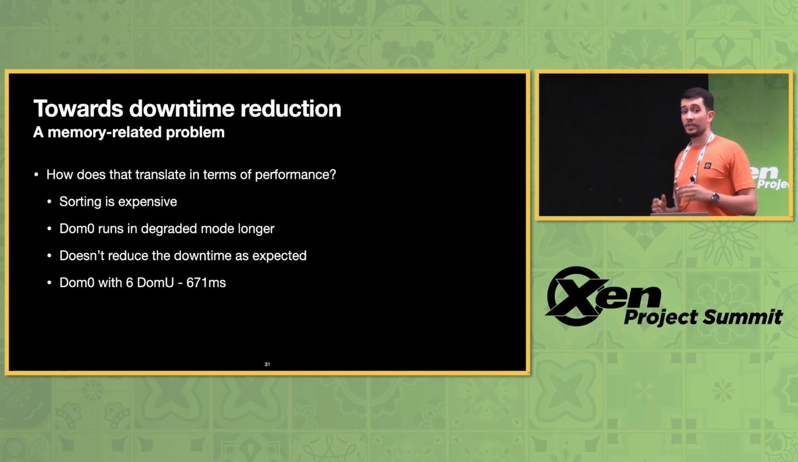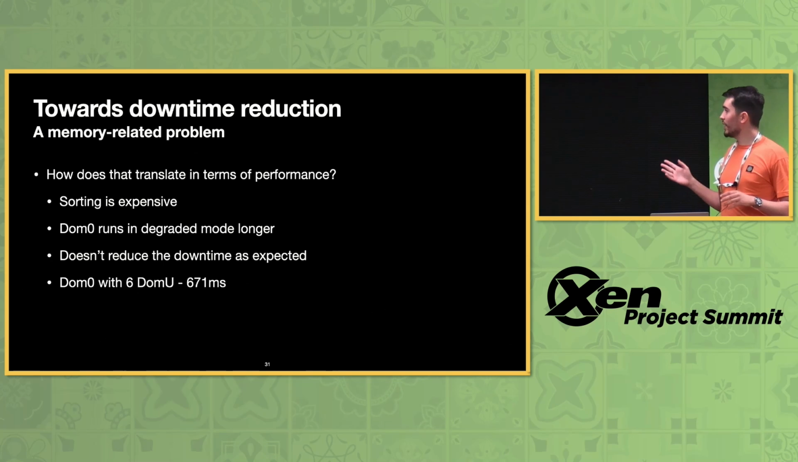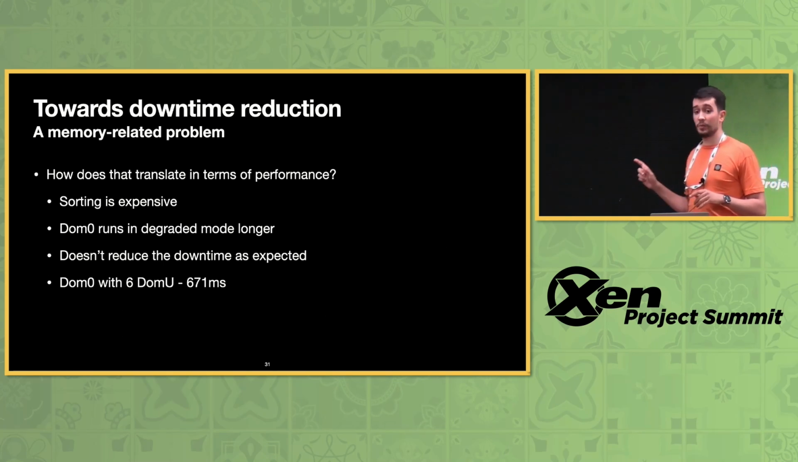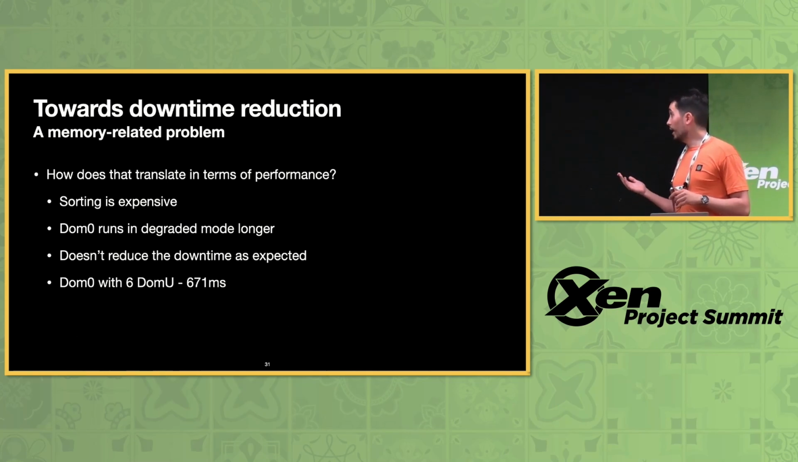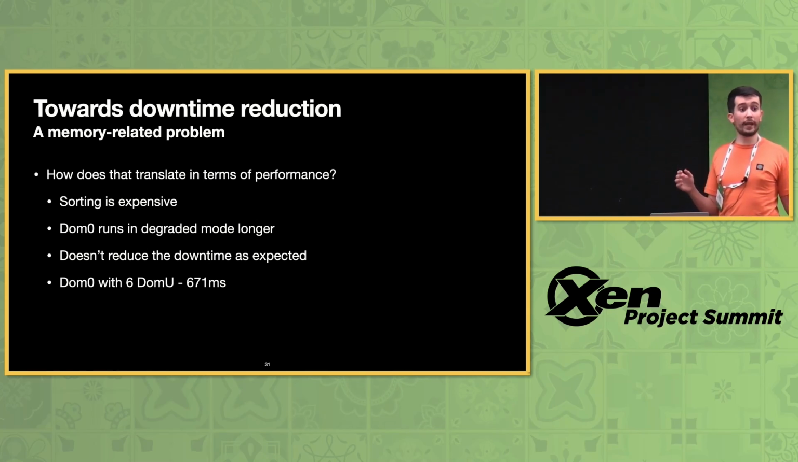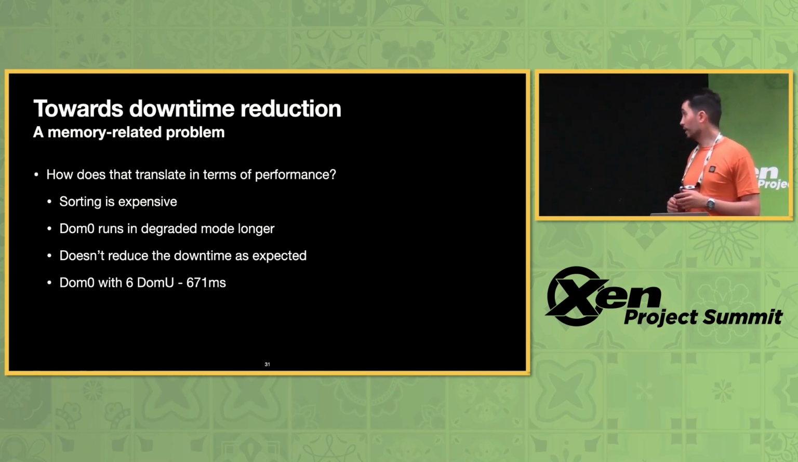First of all, sorting is a bit expensive. So the first time I had to run the algorithm sorting the page infos, I was a bit confused. I thought my VM was no longer responsive, but it took quite a bit of time to sort all the page infos, which means that DOM0 would have to run in degraded mode longer, so it would have one less pCPU for a longer period of time. And it doesn't reduce the downtime as expected.